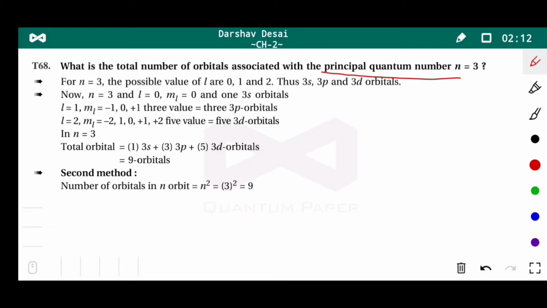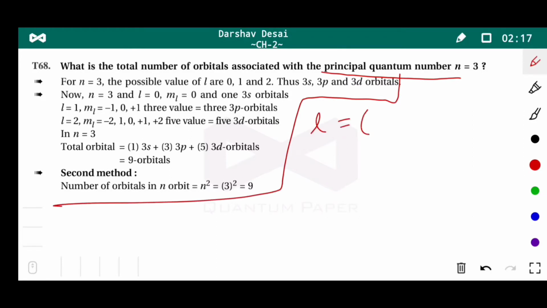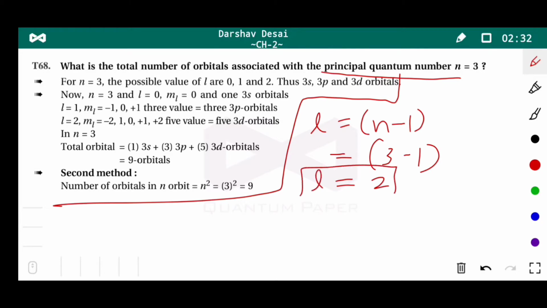We all know that l is equal to n minus 1. So l is equal to n minus 1, so 3 minus 1, so the answer is 2. Whenever l is equal to 2, the possible values of l are 0, 1 up to 2.